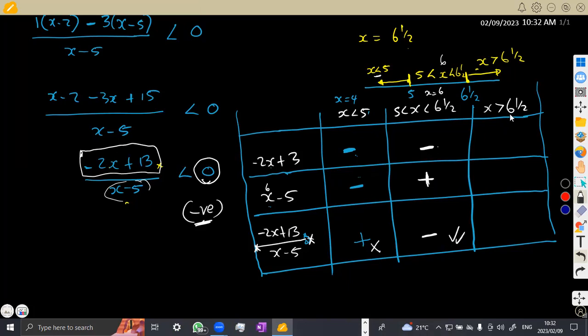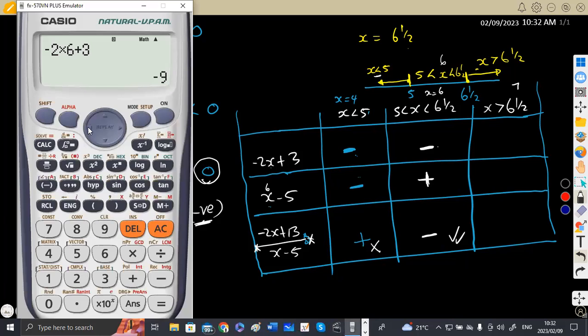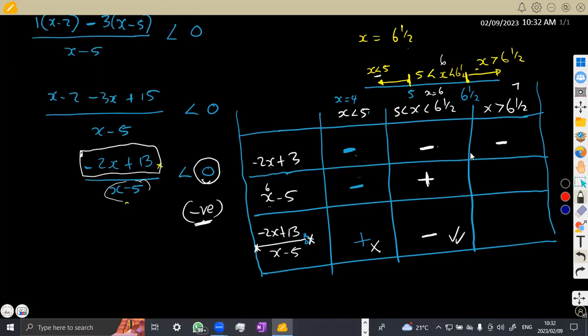We move on to values which are greater than 6.5. We can try even one value, maybe 7. We substitute 7, just like what we did. That's 7 here. So let's just substitute a 7. That's a negative 11, which is a negative, okay? When x is 7, we substitute here 7. 7 minus 5, that's 2, which is a positive. So we are going to see it is going to be a negative. Negative divided by a positive, it's a negative. So we also need this answer.